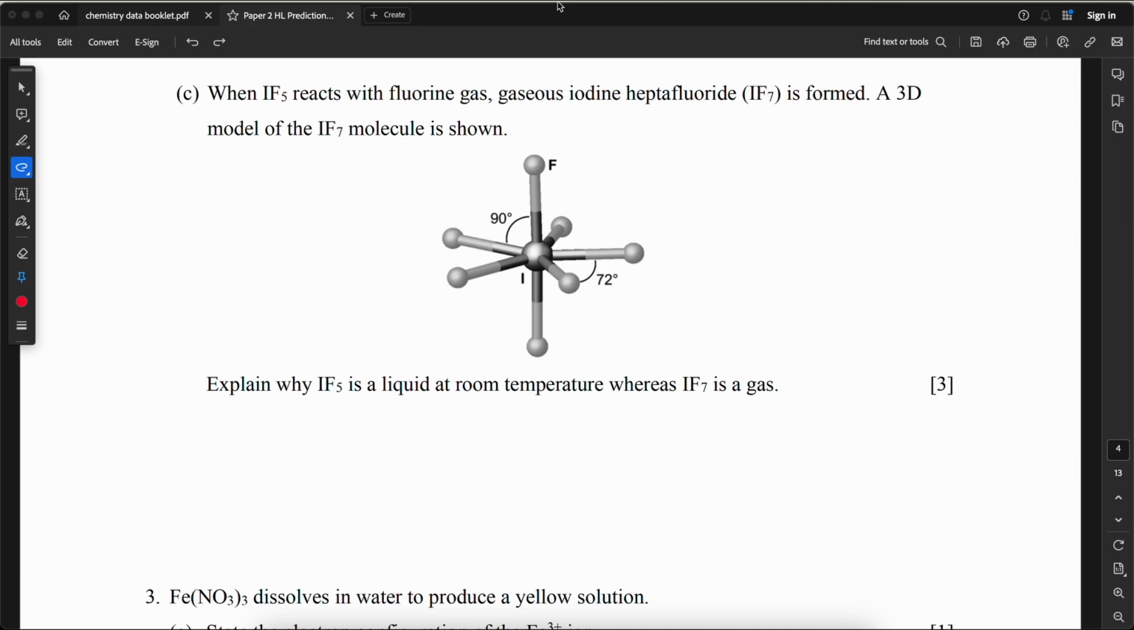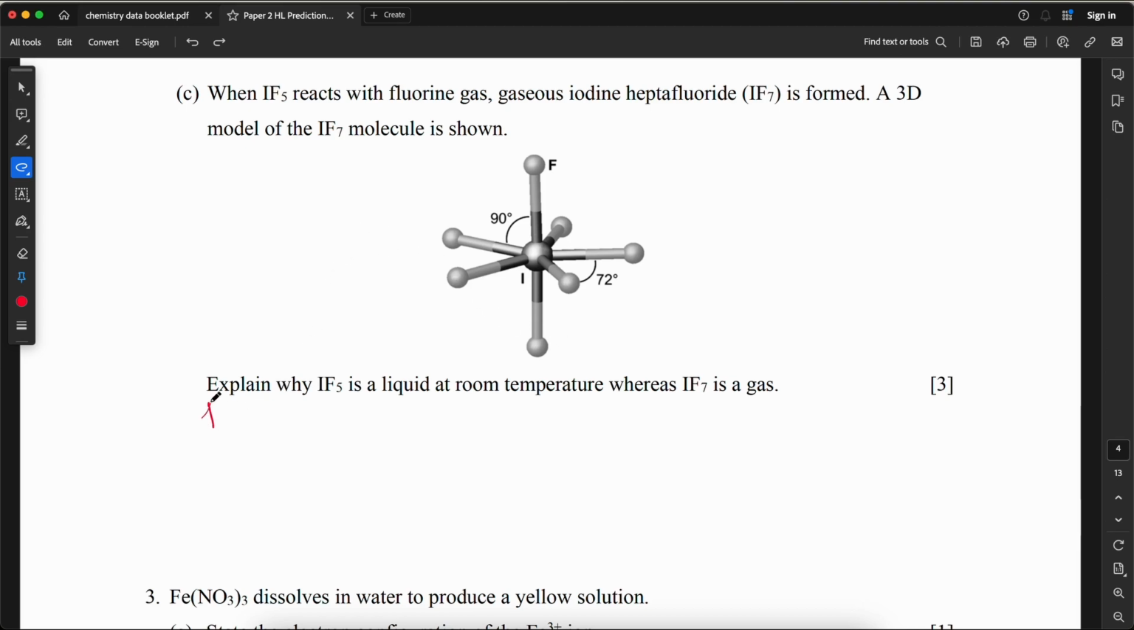When IF5 reacts with fluorine gas, gaseous iodine heptafluoride IF7 is formed. A 3D model of the IF7 molecule is shown. Explain why IF5 is a liquid at room temperature, whereas IF7 is a gas.